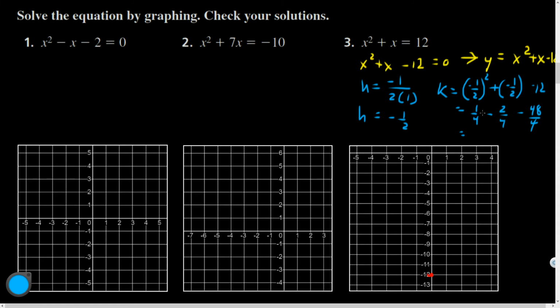So I got common denominators. 1 minus 2 is -1. Minus that, I've got -49/4. And I am going to reach for a calculator here. 49 divided by 4 is 12.25. And so K is the following.